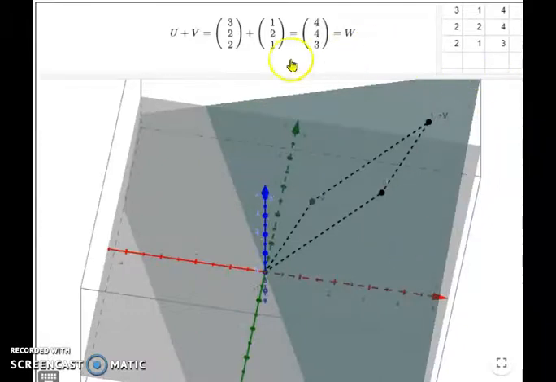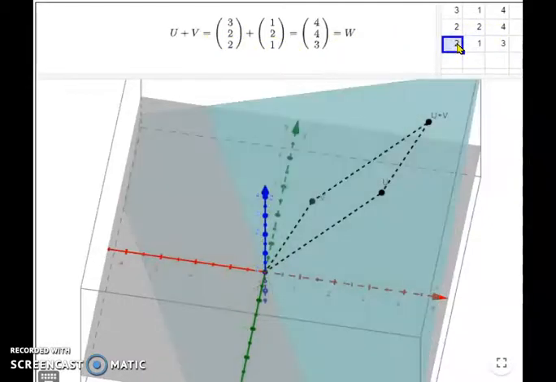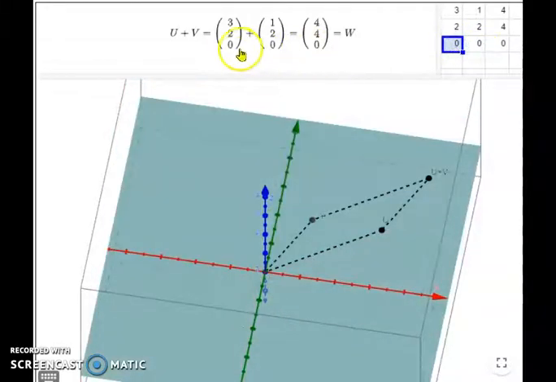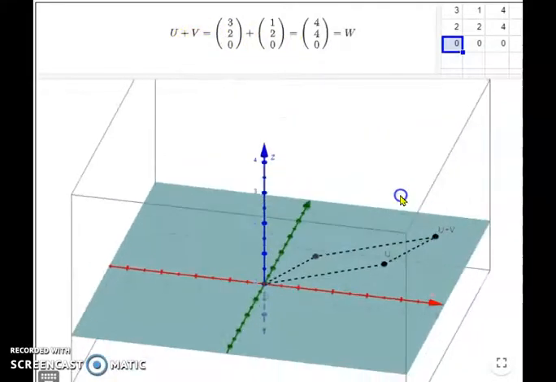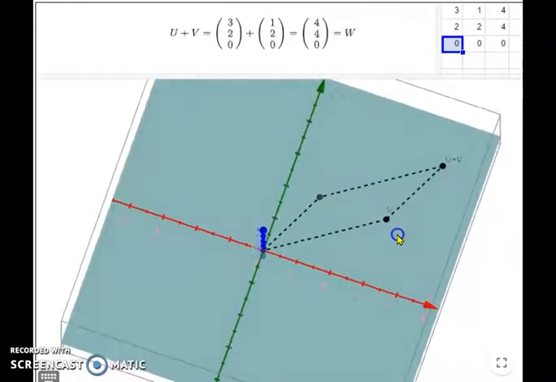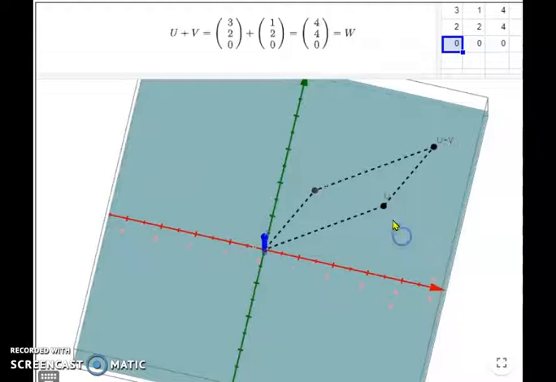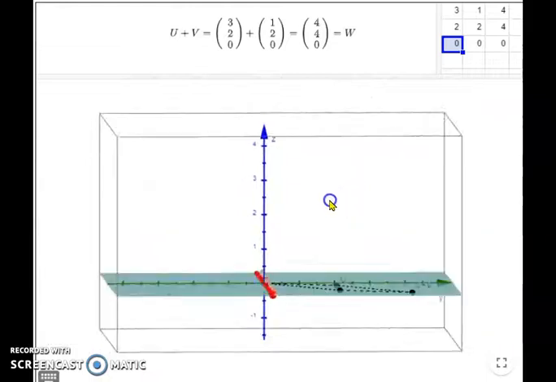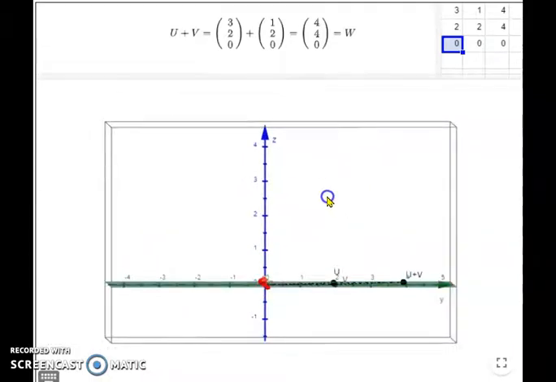Kapag i-zero natin itong z values, ibig sabihin ang z dito sa vector U and z sa vector V is 0. Kung napapansin niyo, yung ating sum is similar lang siya doon sa ating two-dimensional. So it is on a plane, this particular plane, the xy plane.